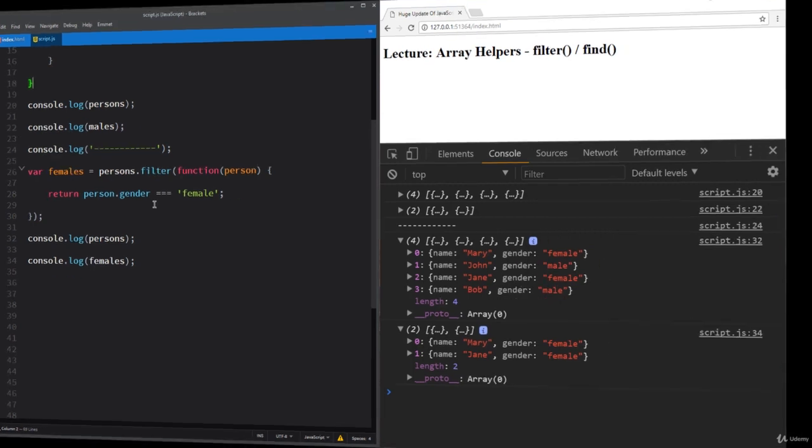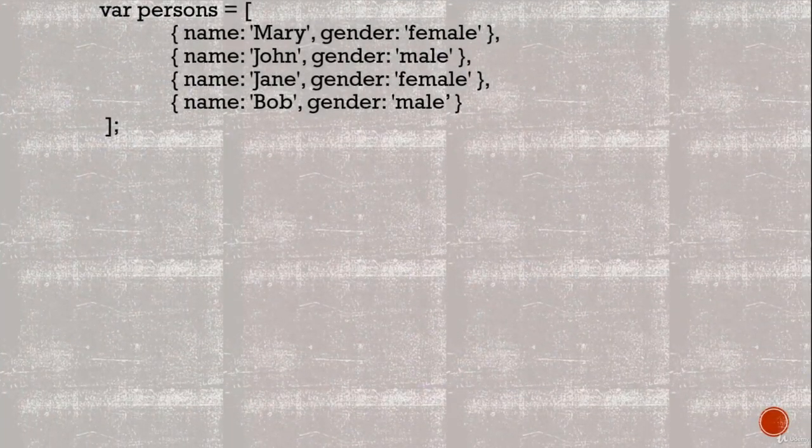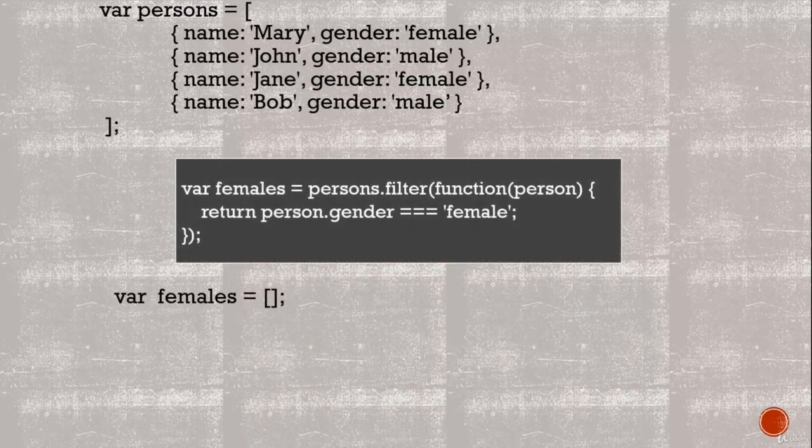Alright, let's take a look in depth at how the filter helper actually works behind the scenes. So here we have our persons array with its containing objects. Then we have the variable females in which female persons should be added. And also here we have the filter helper. On the first iteration, the function is executed for the first object with name property Mary. Because Mary has the gender female, the condition inside the function is true. Therefore it returns a true value and the object is added to the female array.